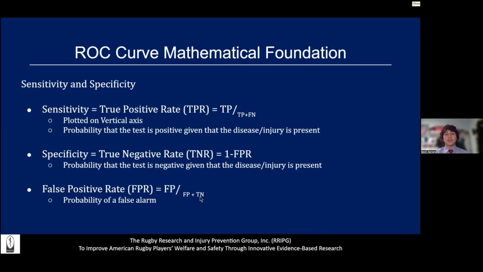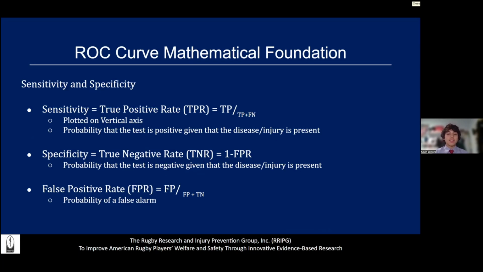Looking at the ROC curve and the mathematical foundation it has, we're looking at two specific topics, sensitivity and specificity. Sensitivity is looking at the true positive rate, which is calculated by having the true positive values over the true positives plus the false negatives. This is normally plotted on the vertical axis, and this determines the probability that the test is positive given that the disease or injury is present.